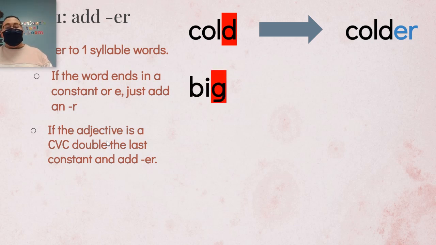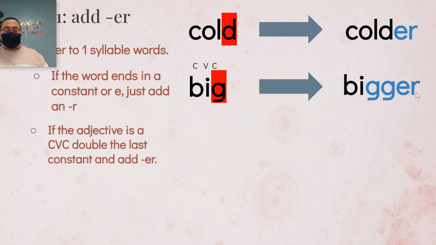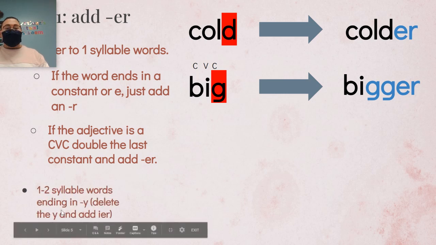If the adjective is a consonant vowel consonant, I double the consonant and add ER. So look at the word big. You see how it's consonant vowel consonant? So I'm going to take the G and I'm going to double the G and add ER. So it's bigger.